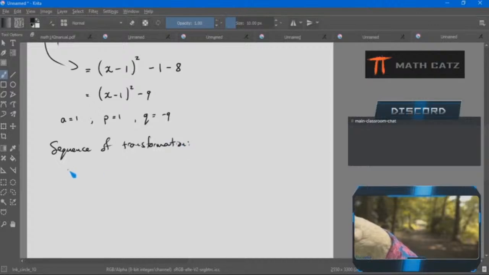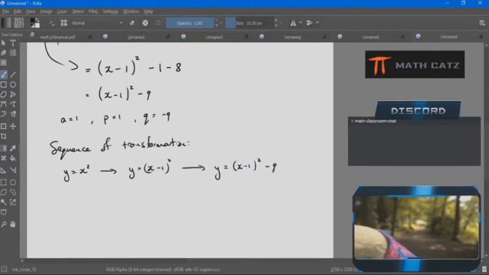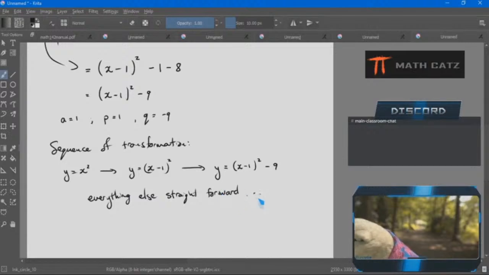without the graph. It's going to start with y equals x squared. It's going to go to y equals x minus 1 squared because there is no significant a to really look at. And then it's going to take that right-hand side and subtract, oof, not q, 9, and q, not the same, 9. And then everything else is straightforward in terms of what we've seen before. So I'll leave that to you.